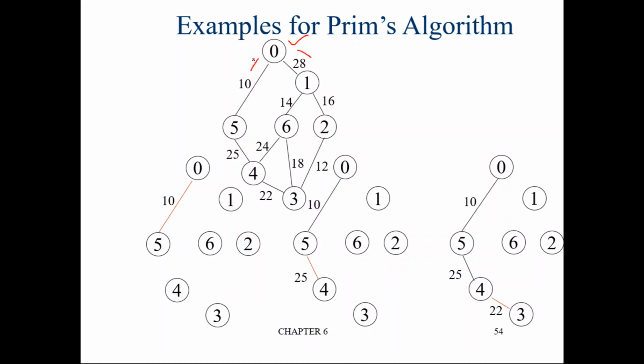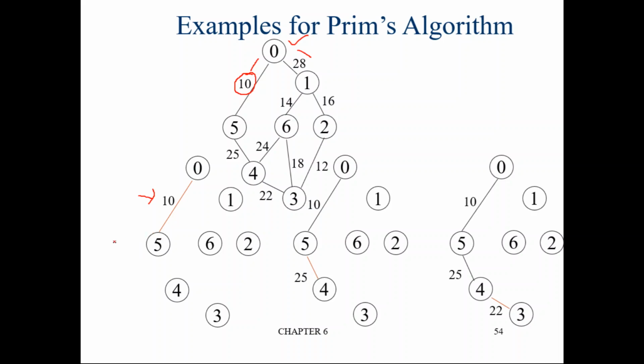Pick up the one with the minimum weight. There is an edge from 0 to 5 and there is an edge between 0 and 1. Which one is the least weighted? 0 to 5 is the one with the lowest weight, because the other one's weight is 28, and its weight is 10. So we will pick this edge and add it into the spanning tree: 0 to 5 with a weight of 10. Now we have added one edge.